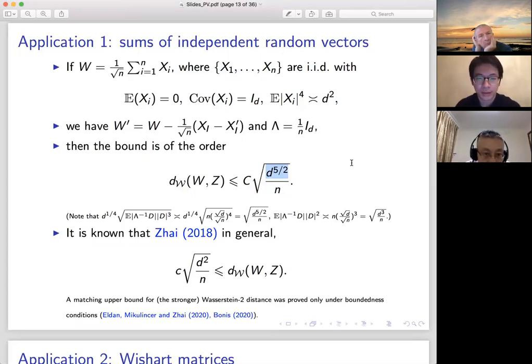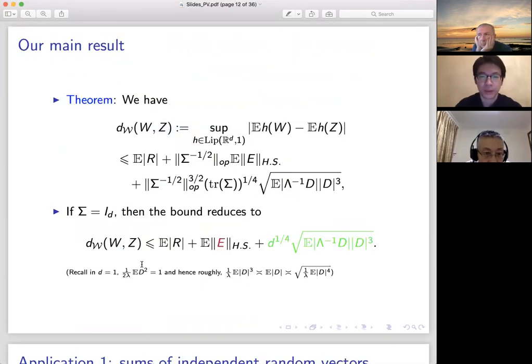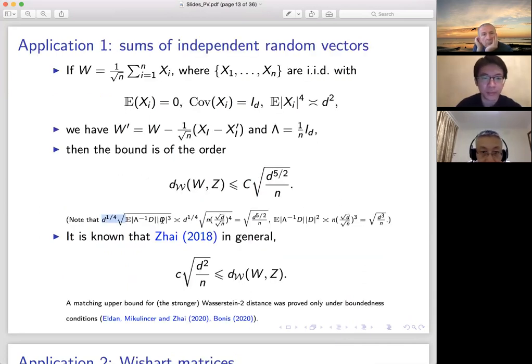To see how our general bound reduces to this one, we have 3 terms in our upper bound. It turns out that the largest term is the third term. So we just check the order of this term, which is written here. There's a d to the power 1/4 in front, and then there's a square root. This capital lambda is 1/n. So when we take the inverse, it becomes n inside. Then it's a fourth power of d.